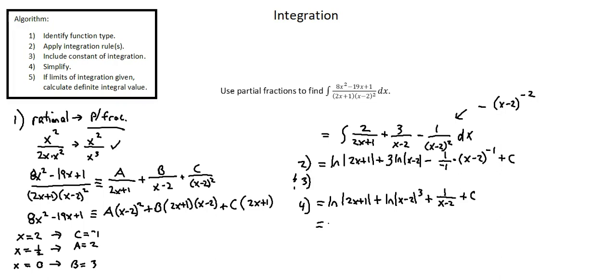And one more simplification. Notice that we're adding two log terms that are both natural log. They both have the same base. So we can multiply the two arguments and create one log expression, and we'll have the natural log of the absolute value of 2x plus 1 times x minus 2 to the power of 3, plus 1 over x minus 2, plus C. And this is the integral of the given expression. We've completed our requirements, and this concludes integration with partial fractions, example 1.